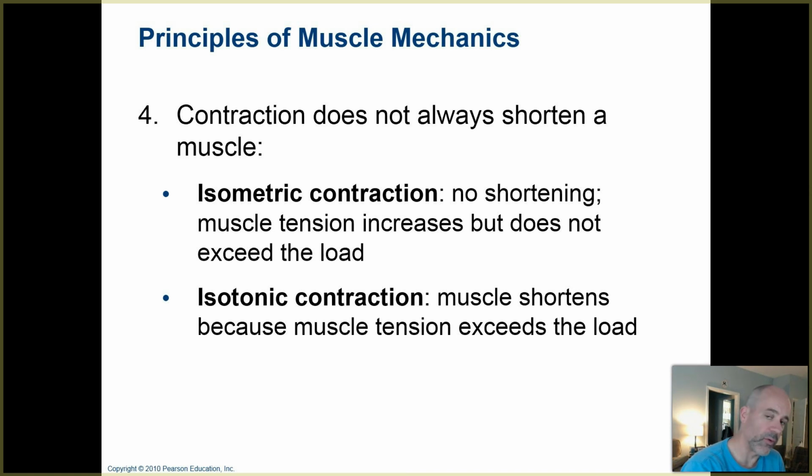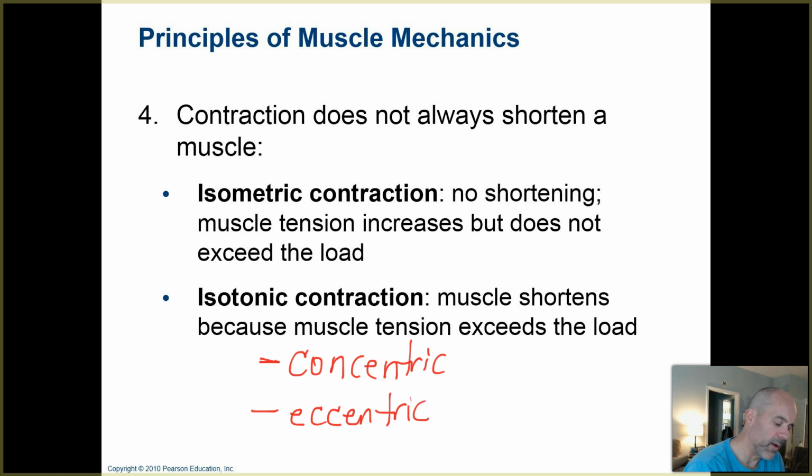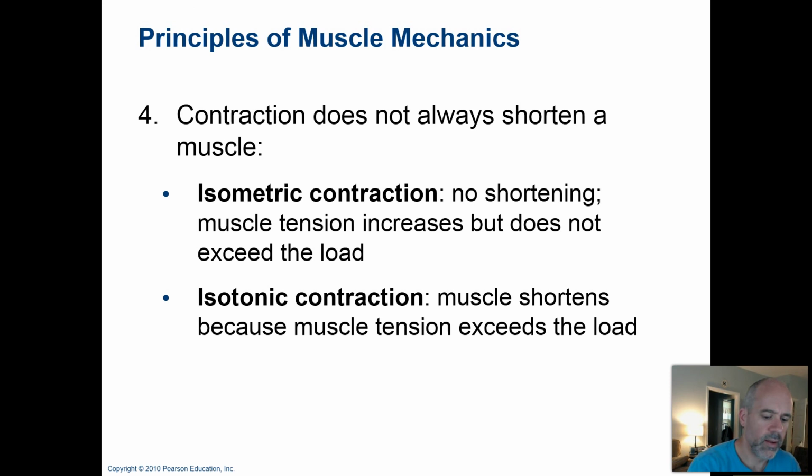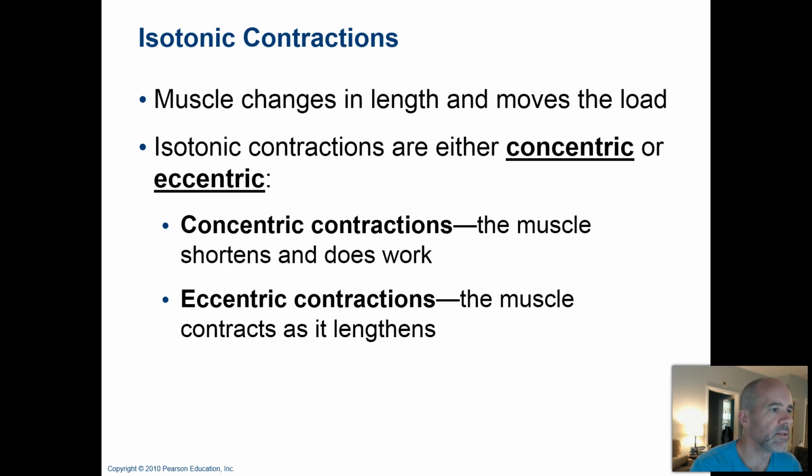However, isotonic contractions can also be divided up into what are called concentric contractions and eccentric contractions. And concentric contractions are essentially what I just described. Eccentric contractions, though, you have tension in the muscle, but the muscle is actually stretching out. It's actually lengthening, and so we'll see more of that here on the next couple of slides.